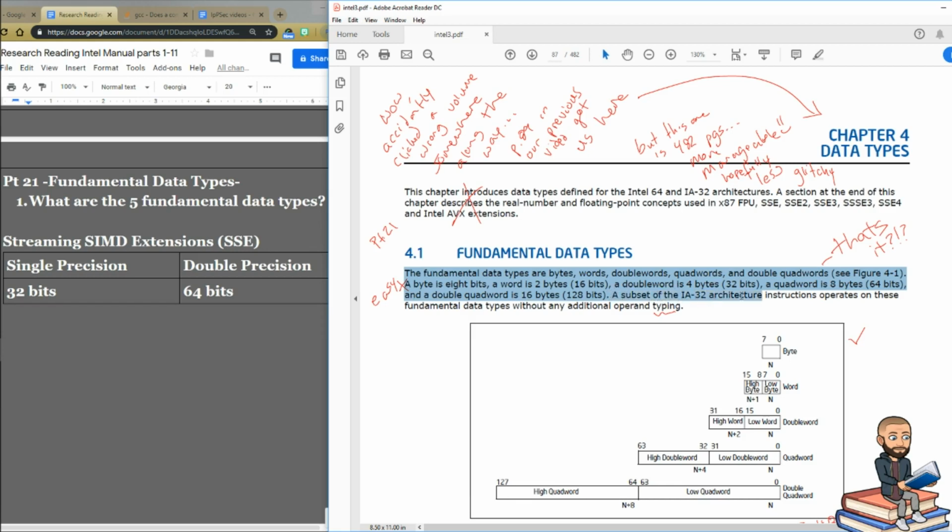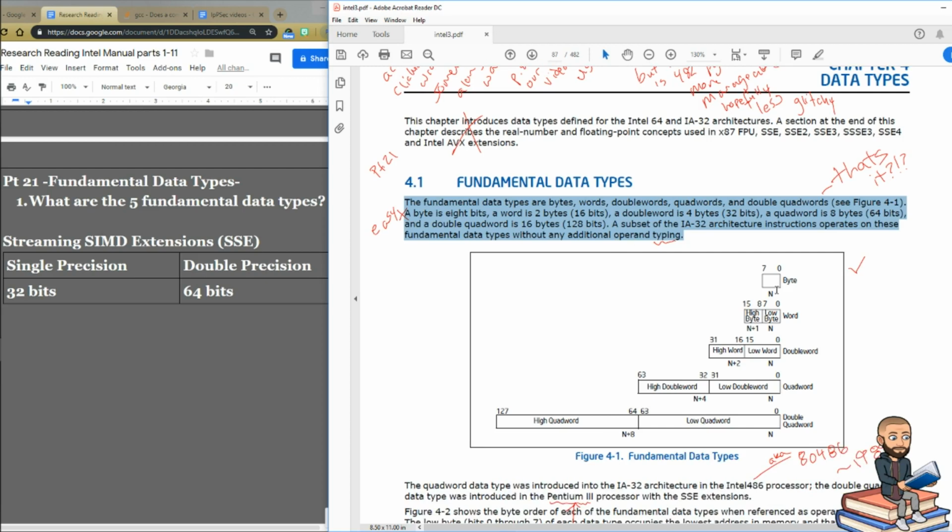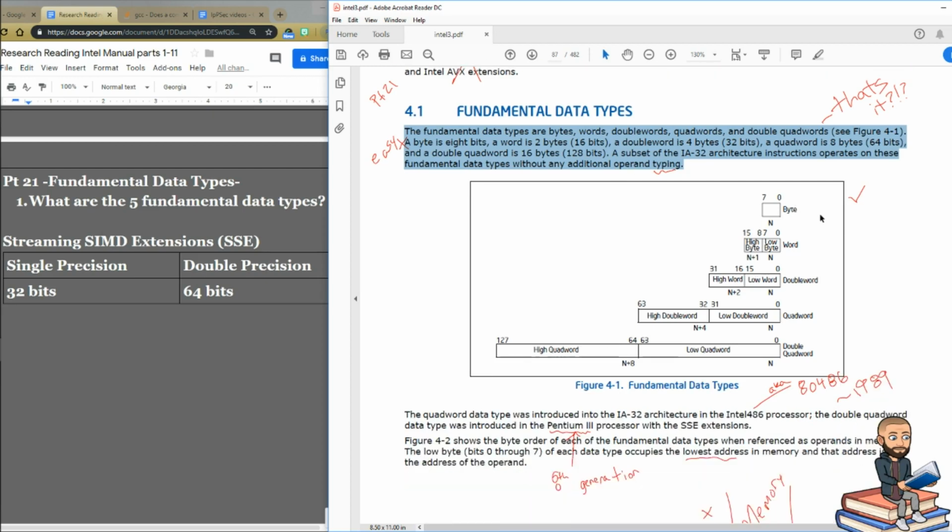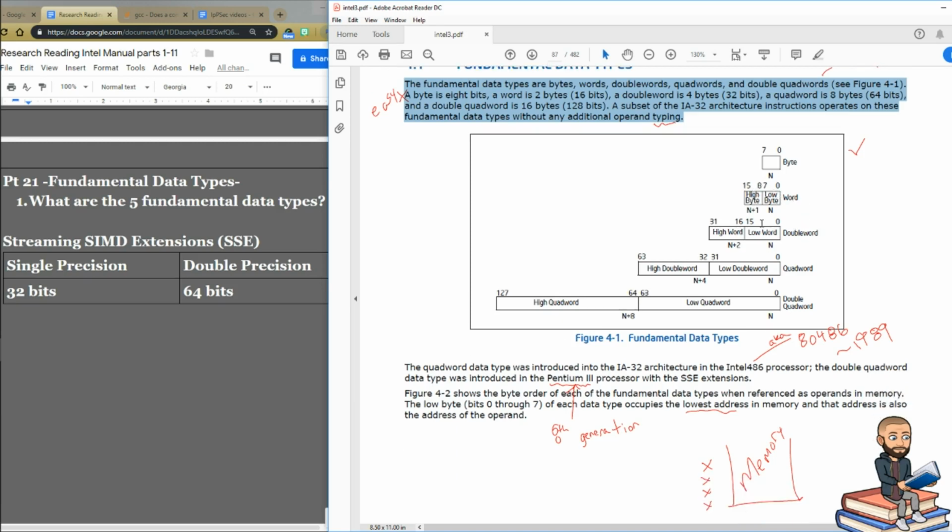A subset of the IA32 architecture instructions operates on these fundamental data types without any additional operand typing. So if you have yourself an operand or a value, that value is going to go into one of these data types, be it a byte, a word, and we can look at a high byte of a word or a low byte of a word. If you have a double word, we can look at the high end or the low end of that as well. And notice here the n.